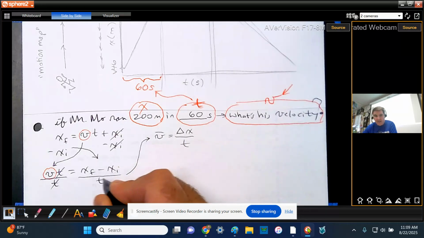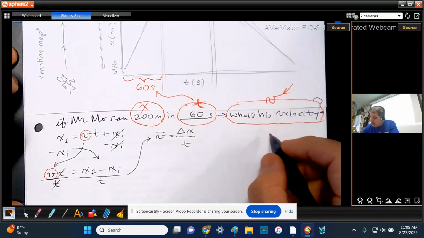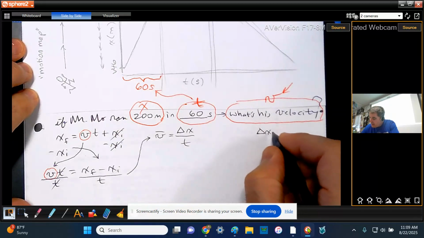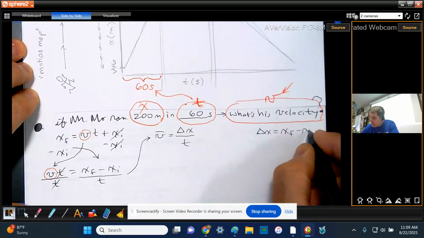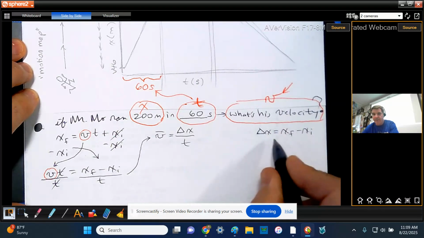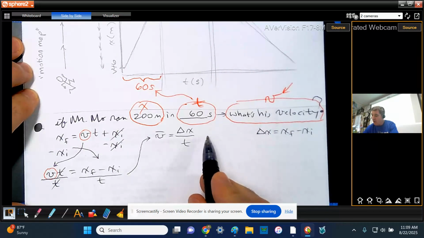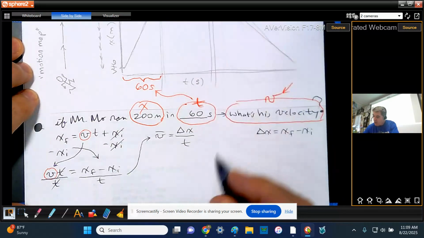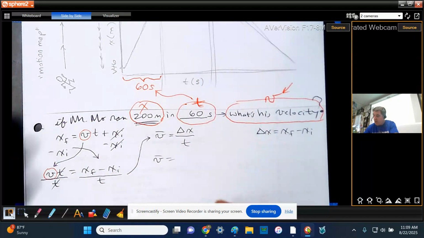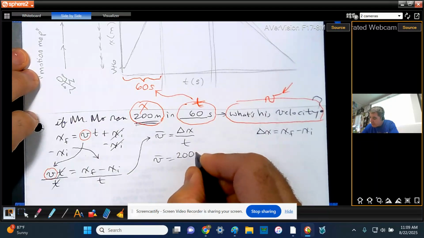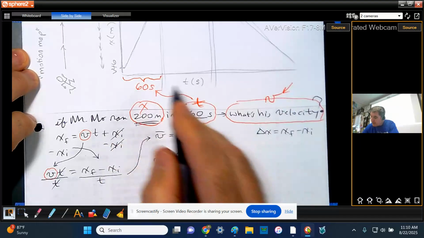And that's that. And you might be going, well, how did you write that all of a sudden? Well, hopefully you know that delta x means how far did I go? Mathematically, this is how far I went. It's always final minus initial. So this is saying, how far did you go? Well, you know how far I went, right? So we went 200 meters. So now we can solve it. We went 200 meters and we did it in a time of 60 seconds.